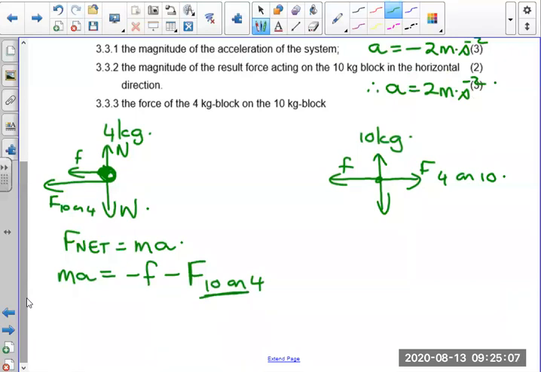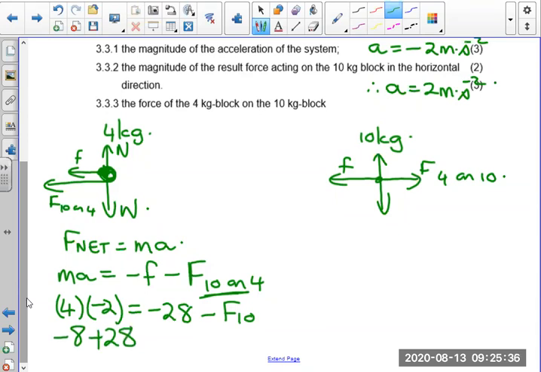So the mass is 4 kilograms, acceleration is minus 2, and then the friction force is minus 28, and then I want to know what this one is. So then I can work out the force that the 10 kilogram block has on the 4 kilogram block. So it's 4 times 2 is 8. So it's minus 8 minus 28 plus 28, because I take it over, equals negative. That's a force. So we're going to get a force of 20 newtons to the left.